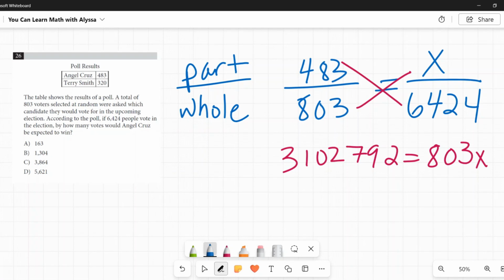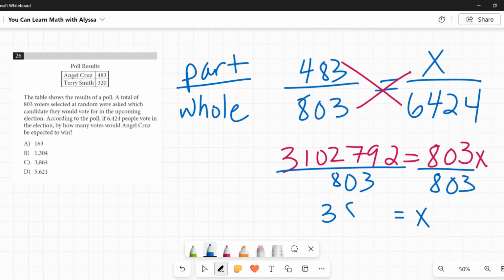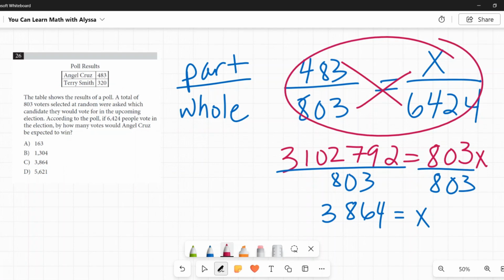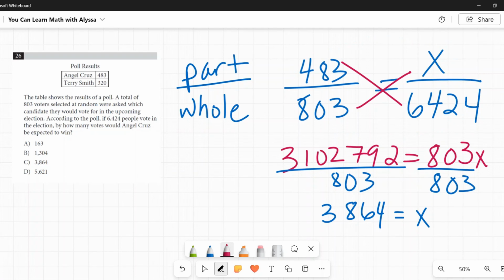803x. Then I need to divide both sides by 803 to undo that. And that will give me 3,864 votes for Angel. And what did I tell you right there? They put it there as an answer. So there's my votes for Angel. Now I would need to find the predicted votes for Terry Smith and find the difference. So the same proportion that I did up here, I do once more for Terry Smith.